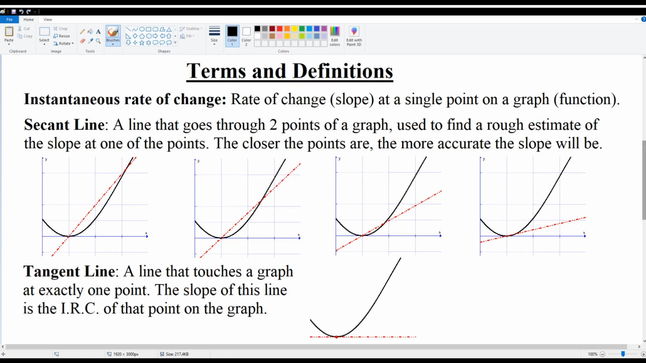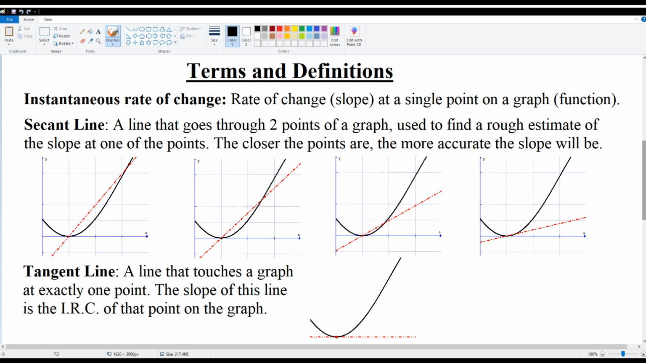lesson here. To refresh your memory, an instantaneous rate of change is the rate of change at a single point on a graph or a function. When we think of rate of change, we're thinking about it as a slope because we don't really have any context here, it's just a graph. So what we're looking for is the slope at a single point of a function, something that we're not normally able to do. Our secant lines will illustrate this point.